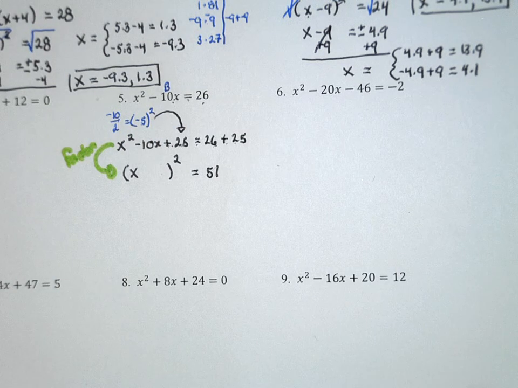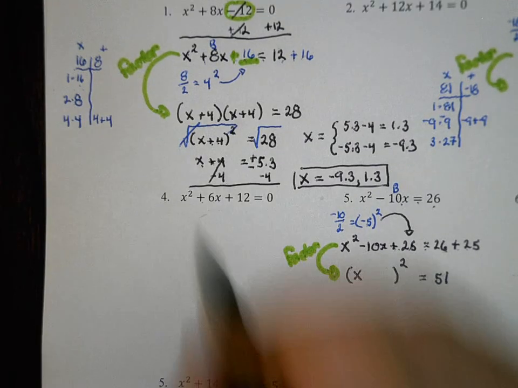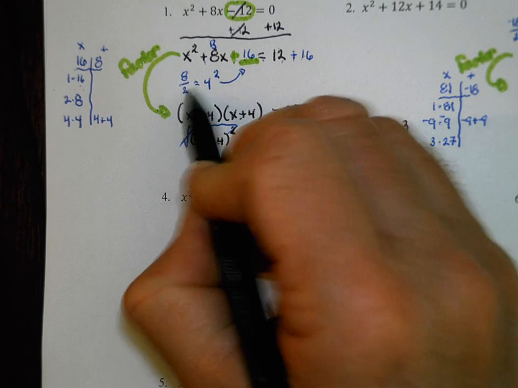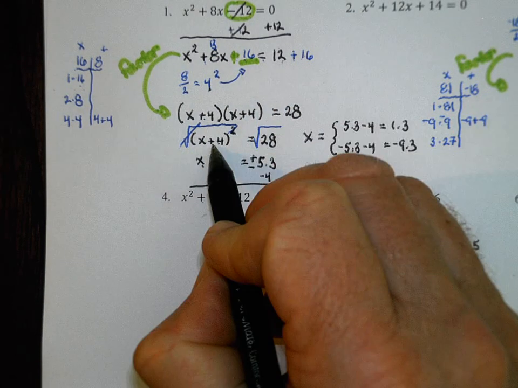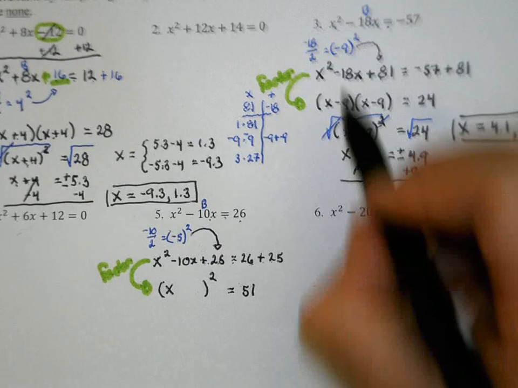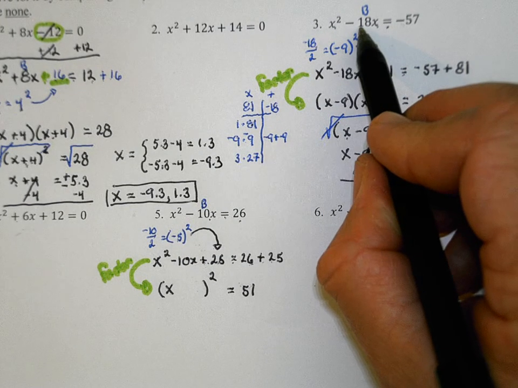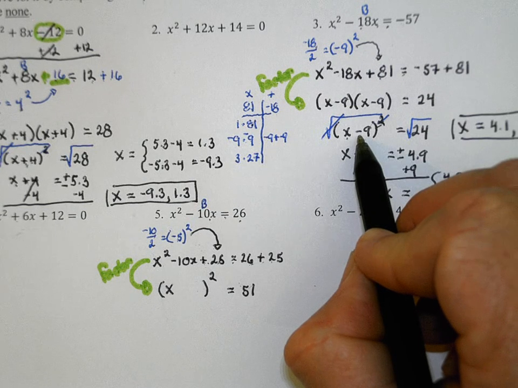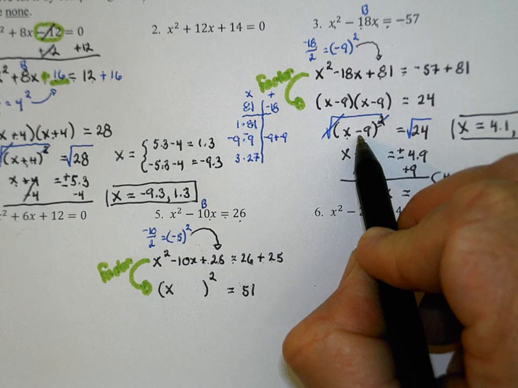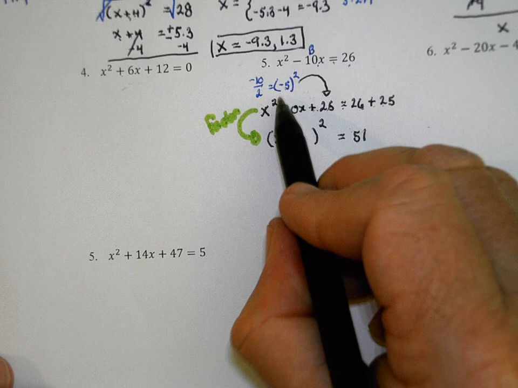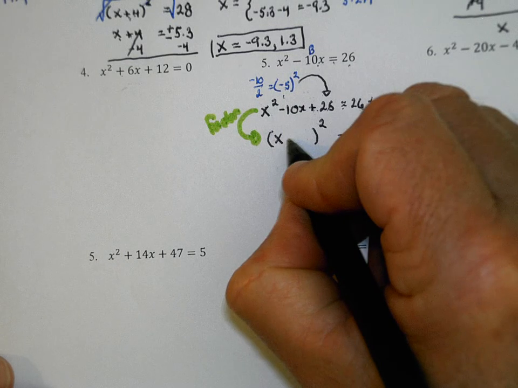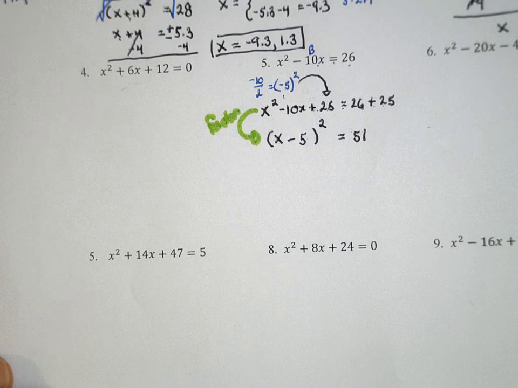So for instance, if we went back to number 1 really quickly, notice I had x plus 4 and x plus 4, and notice 8 divided by 2 was 4. That 4 went right there. Notice in number 3, when I took the b value, negative 18, divided by 2, that was negative 9. That's what went for my factor, x minus 9. So since this is number 5, my b value divided by 2 is negative 5, I'm going to get x minus 5 squared is equal to 51.